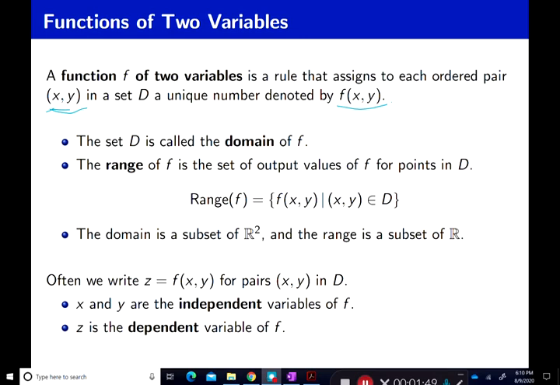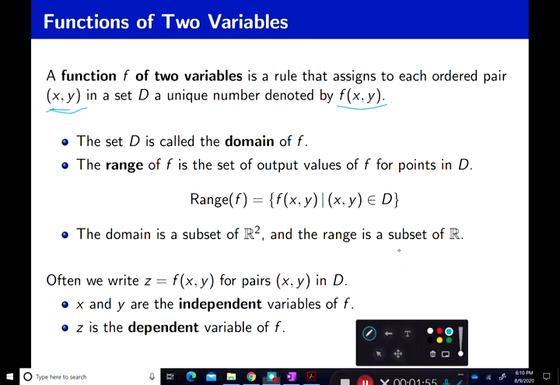If you're comparing to calculus of one variable, there we had y equal to f of x. Now you're getting z equal to f of x and y. So the input here is x and y, and z is the output. There, the input was x and the output was y.